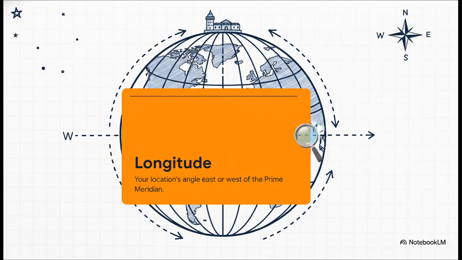And the other half of that puzzle is longitude. This measures how far east or west you are from an imaginary starting line called the prime meridian, which runs through Greenwich, England. Put them together, and latitude and longitude give every single spot on Earth a unique address.